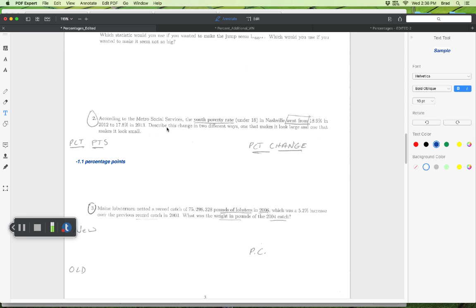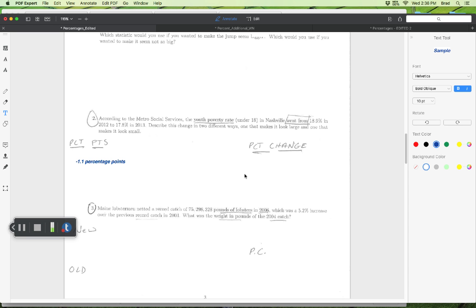So I went through and I looked at percentage points, the difference between these two ratios. That difference is simply, I take 17.8 and I subtract 18.9, so that means that we went down 1.1 percentage points. A good sign, because it's going in the right direction, but not much of a change.